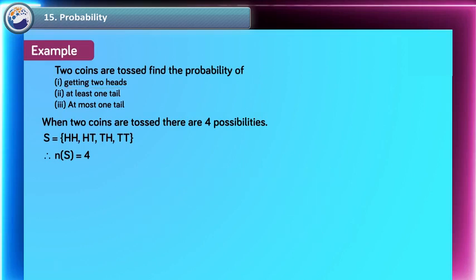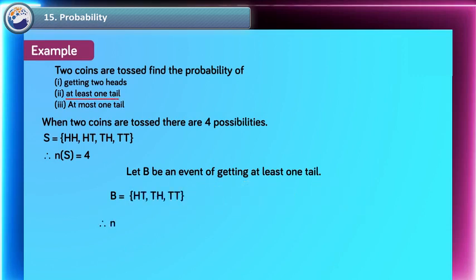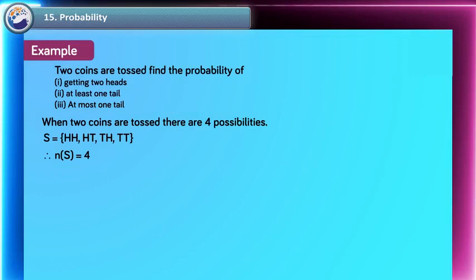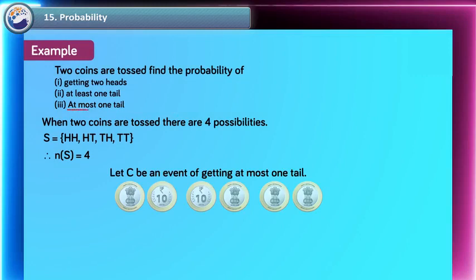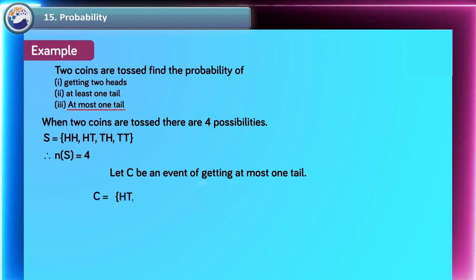Let B be an event of getting at least one tail. At least one tail means one or more than one tail. That is, B is equal to tail tail, head tail, tail head. Therefore, n of B is equal to 3. Therefore, P of B is equal to n of B upon n of S, which is equal to 3 upon 4. Let C be an event of getting at most one tail. At most one means less than or equal to 1. So even if there is no tail, it is accepted. That is, C is equal to head head, tail head, head tail. Therefore, n of C is equal to 3. Therefore, P of C is equal to n of C upon n of S, which is equal to 3 upon 4.